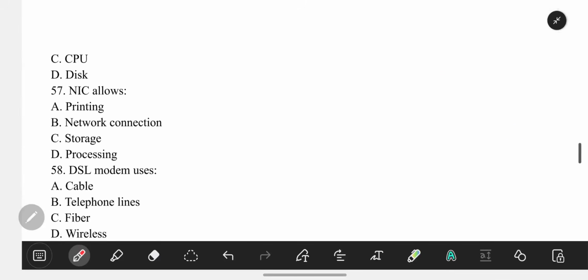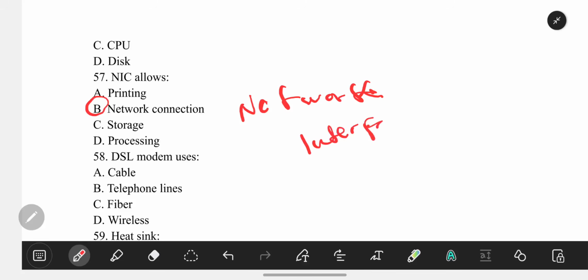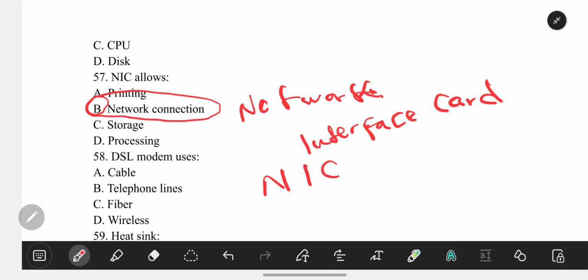Then when we look at 57, the NIC allows what we call the network connection. NIC means network interface card. So the network interface card, which is the NIC, allows for there to be a network connection.